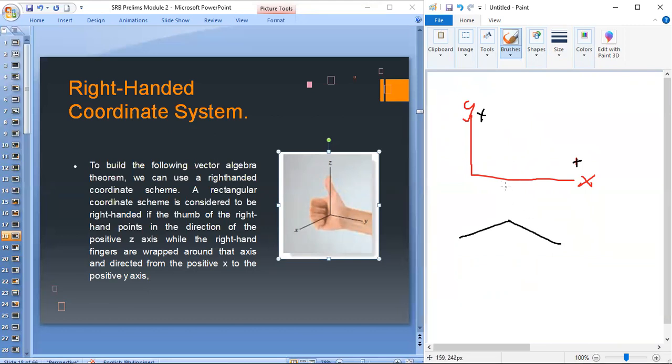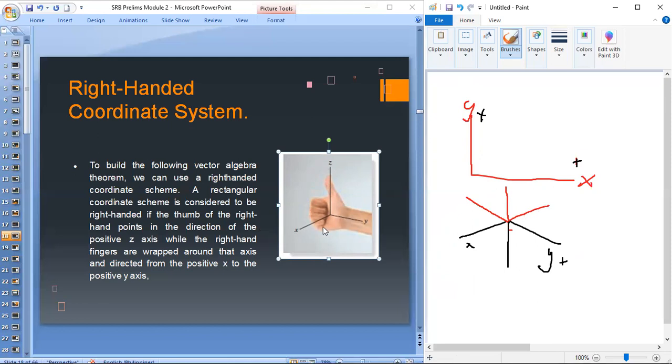And then dagdag ka lang ng z. So y mo to, positive yan. And then x, positive din. And then yung mga dito, negative yung y mo. Negative yung x mo dito. And dito naman, pababa ng z, negative yan. Okay? So that's your right-handed coordinate system.